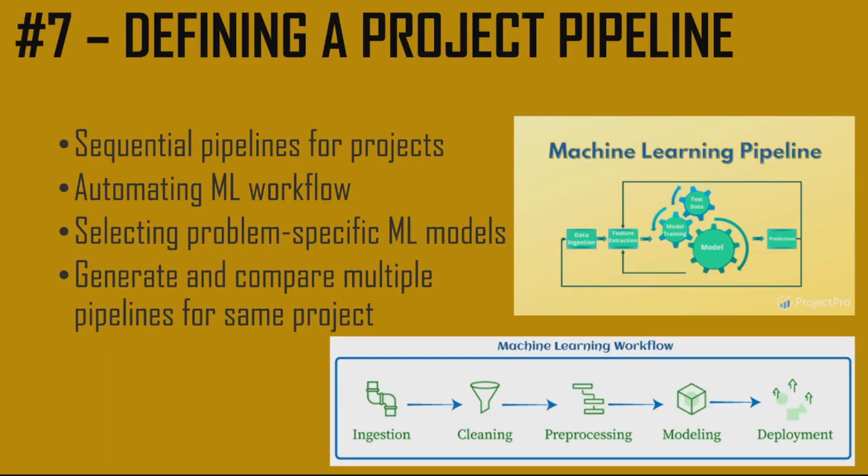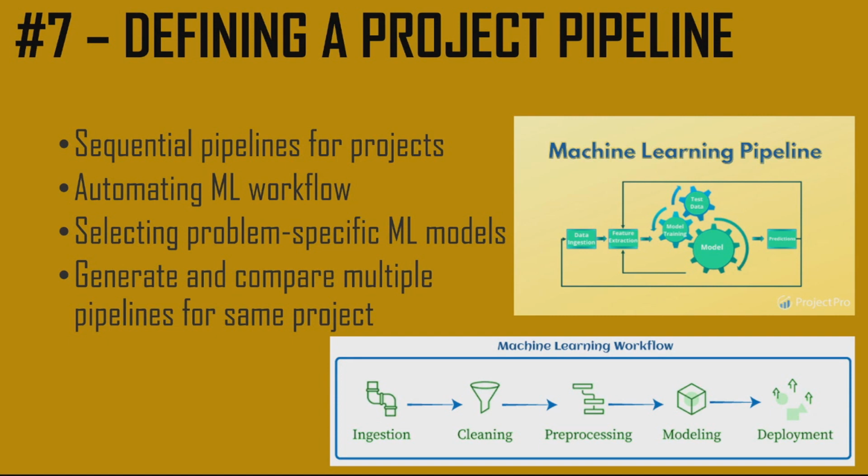Tip number seven, and probably the most interesting tip, is that you can actually define a complete project pipeline for yourself using ChatGPT. You can ask it to give a layout or a plan, an overall pipeline for a project topic that you give to it. This way, you can ask it to automate the entire machine learning workflow, starting from data preparation, data handling, to actually defining and building the model, to actually then training and evaluating the model, and maybe also deployment depending on what specific problem you're working on.